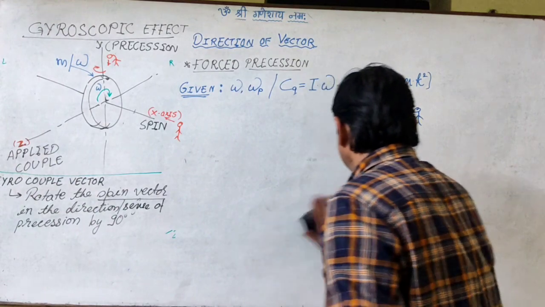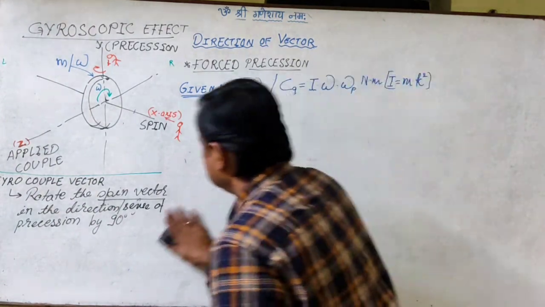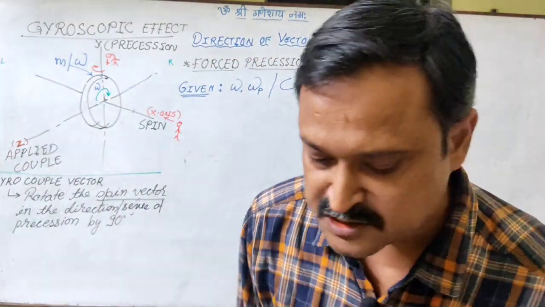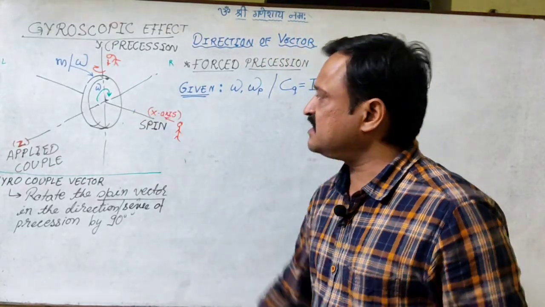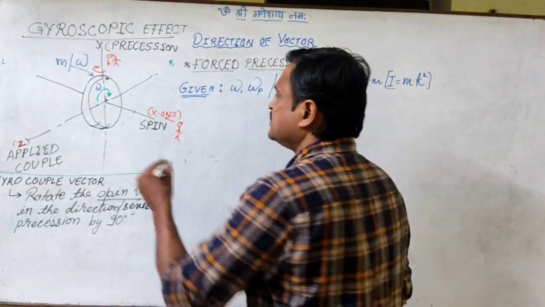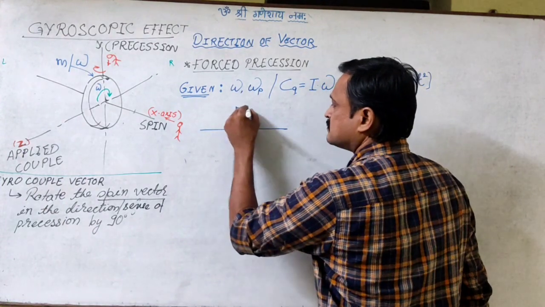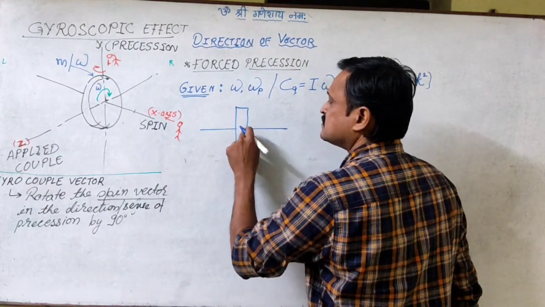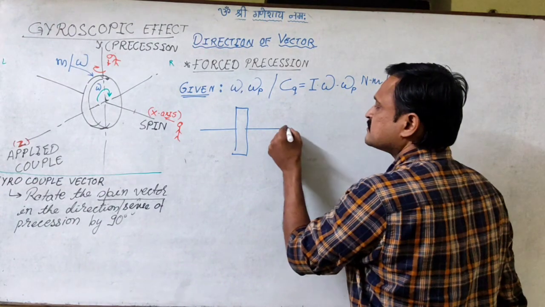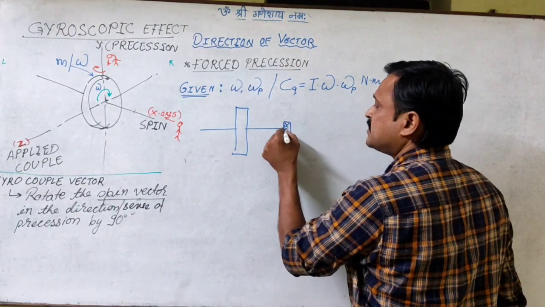that now it is a natural precession condition. So maybe again we take the same example. So there is a disc, say this is a disc, and it is supported by bearings.